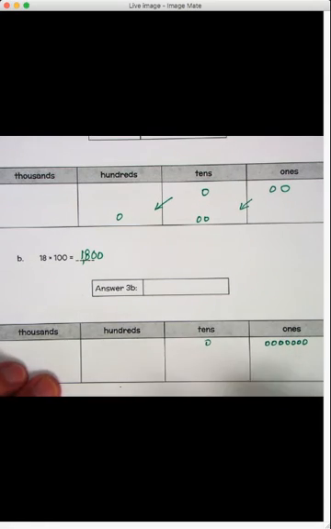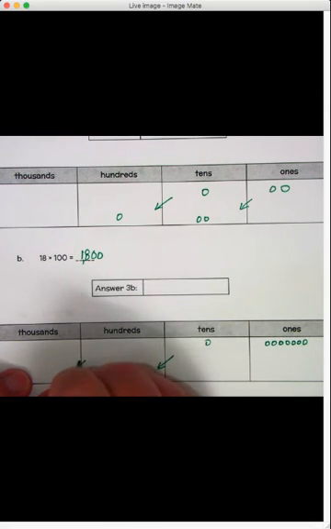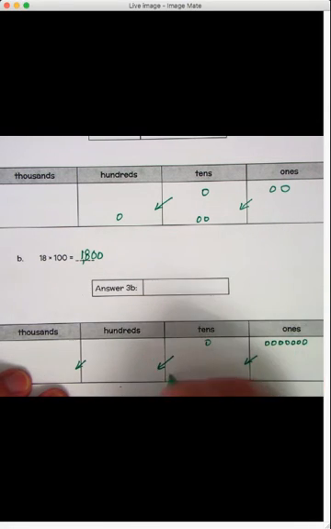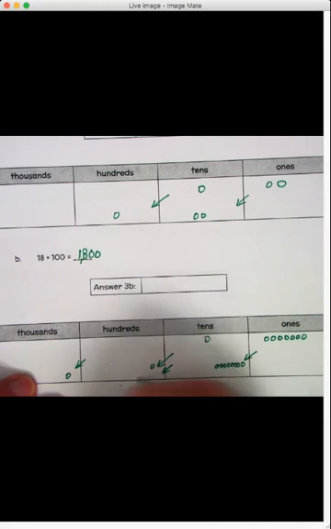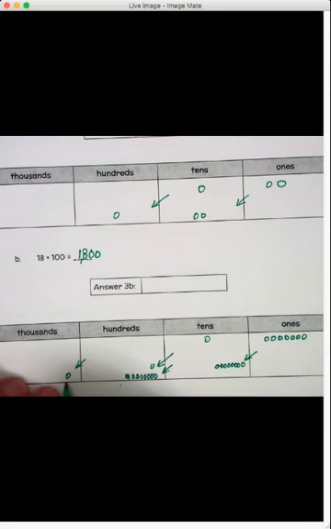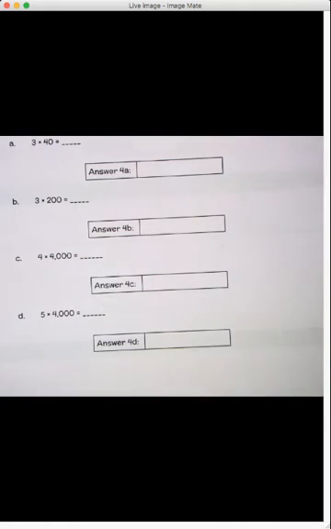And if we're multiplying by 100, we have to go over once, over twice. So the ten moved there, and these 8 ones moved here. 1, 2, 3, 4, 5, 6, 7, 8. So we would have 1,800, and that's what we got. Okay. Moving on. Fairly simple still.